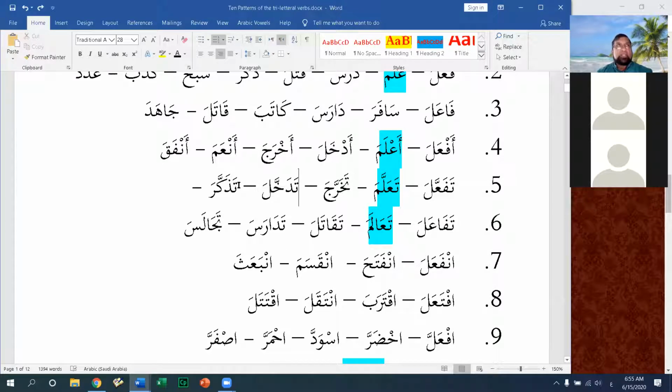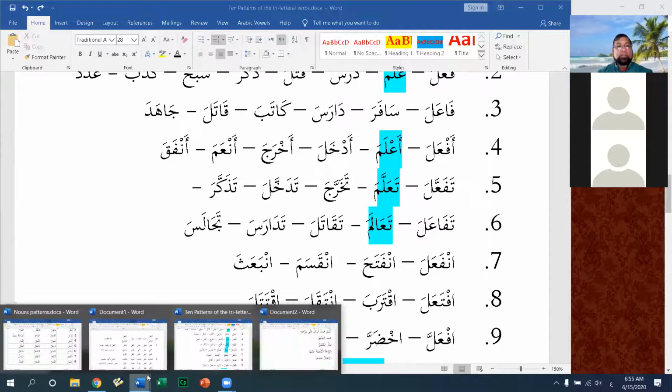تذكر, which means to reflect upon something or to remember something. تذكر. متذكر. متذكر, the thing you remember. And تذكر would be the masdar. That's the fifth form of the verb.